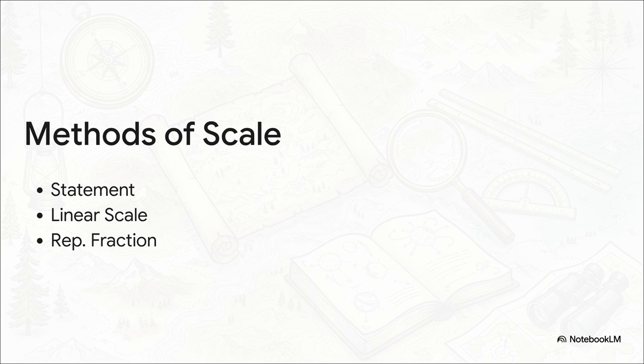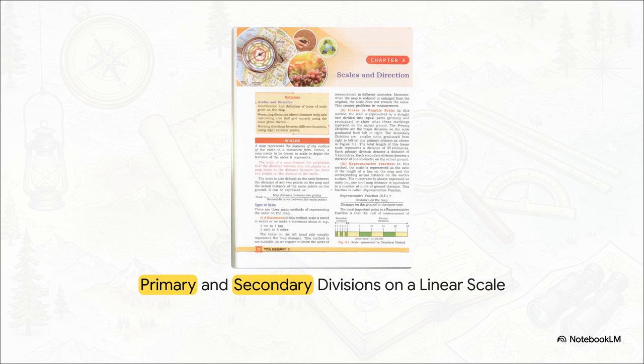There's the statement method, where it's written out in plain English, like 1 centimeter to 1 kilometer. Then there's the linear or graphic scale. And finally, you have the mathematically elegant representative fraction, or RF. Think of the linear scale as a built-in ruler right on the paper. It has these primary divisions that measure major distances, like big 5-kilometer chunks. But if you look closely past the 0 mark, you'll find the secondary divisions. These break down one primary unit into much smaller, super precise increments. It basically lets you measure out exact fractions of a kilometer with just a quick glance.